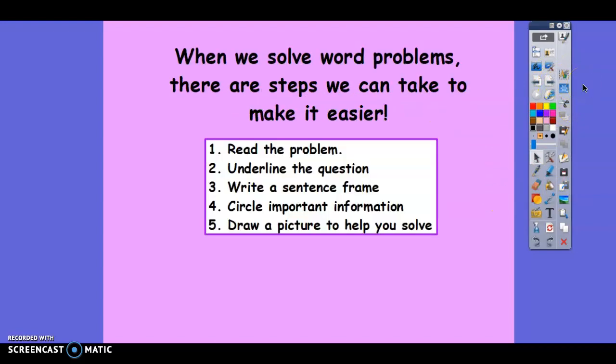So when we solve word problems, there are some steps we can take to make it easier for you. Okay, so we're going to go through a few problems today, and these are the steps we're going to take. We're going to read the problem first. Obviously, we have to know what it says. We're going to underline the question that it's asking us so that we know what we're looking for. And then we're going to write a sentence frame that will help us frame out how our answer will be written. We're going to circle the important information that we find in that word problem, and then we're going to draw a picture to help us solve the word problem.